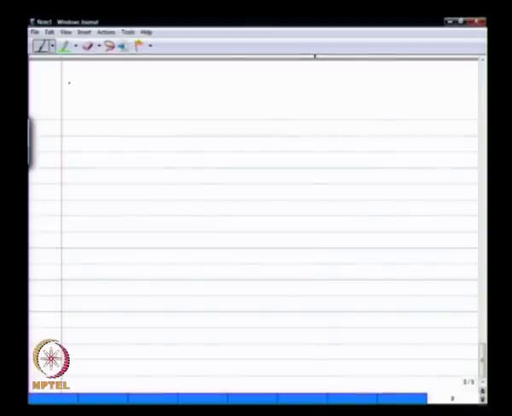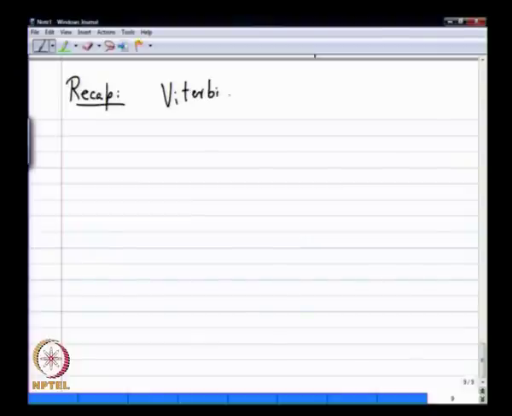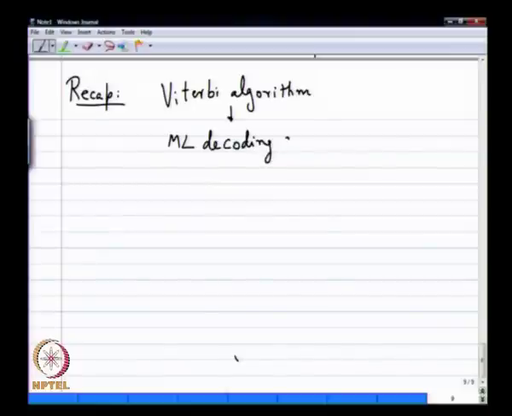Okay, so let us do a very quick recap of last lecture. Essentially the previous lecture was the Viterbi algorithm, which is soft ML decoding, or let me just say ML decoding, even for the hard version something works, of convolutional codes.